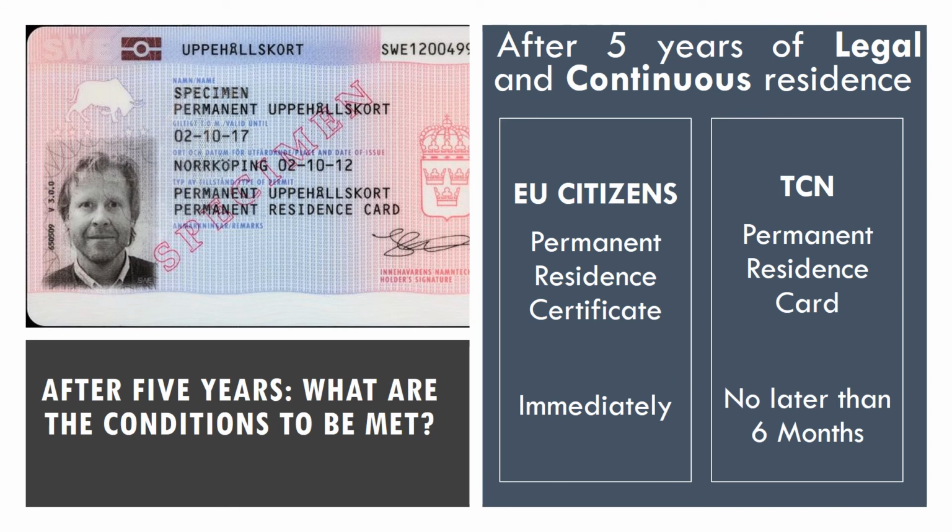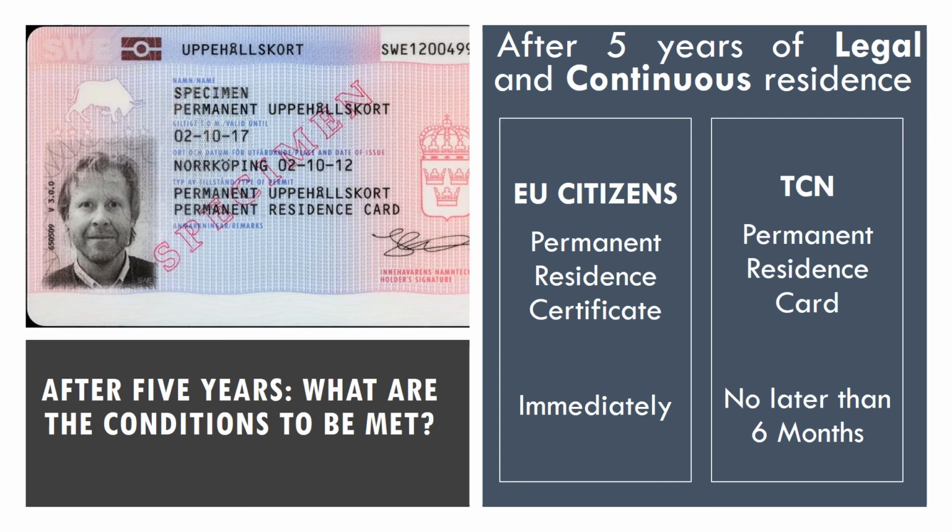After 5 years of legal and continuous residence, mobile EU citizens and their family members may make their decision to stay in the host country a permanent one. Provided that they have been residing there legally and continuously for 5 years, they may register in the host member state as permanent residents. We will come back to the concepts of legal and continuous residence shortly.